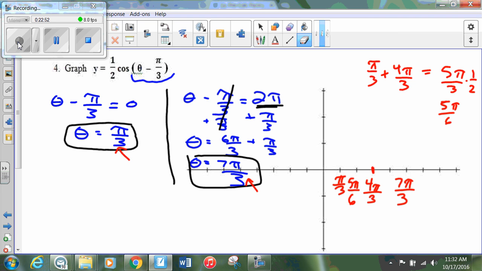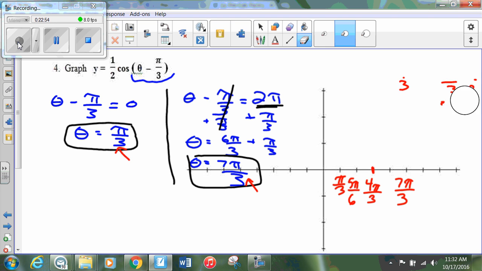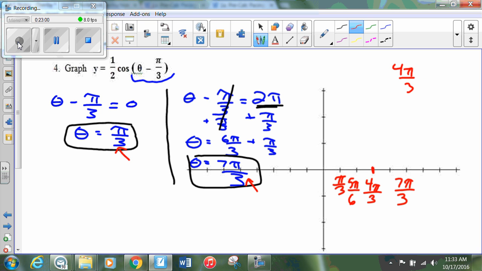Then we'll do the same thing for the other tick mark. So 4 pi over 3 plus 7 pi over 3 is 11 pi over 3, divided by 2, or multiplied by 1/2. That's 11 pi over 6, right? Okay. So they're not pretty.